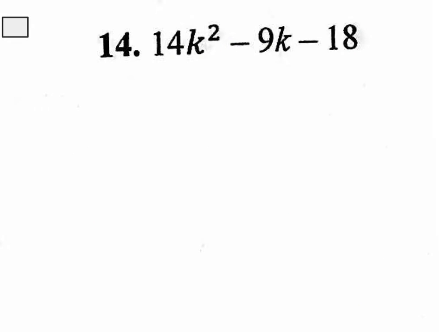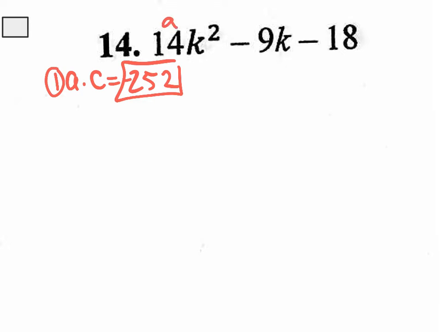Number 14. Wow. We're gonna ask you that. Step 1, a times c. What is a times c? You need a calculator. Okay, so with the calculator, I did my 14 times my c value, negative 18. And now step 2 is to think of the multiples of negative 252.